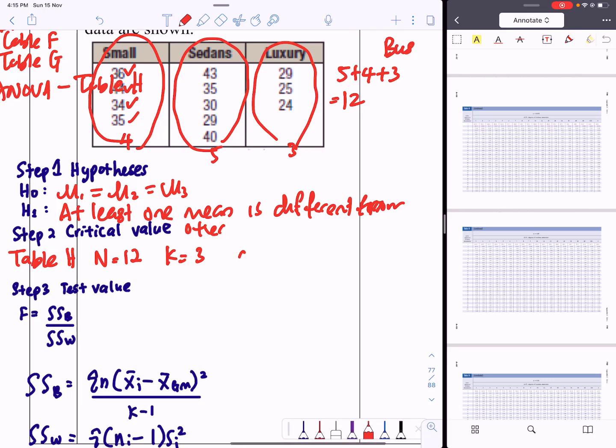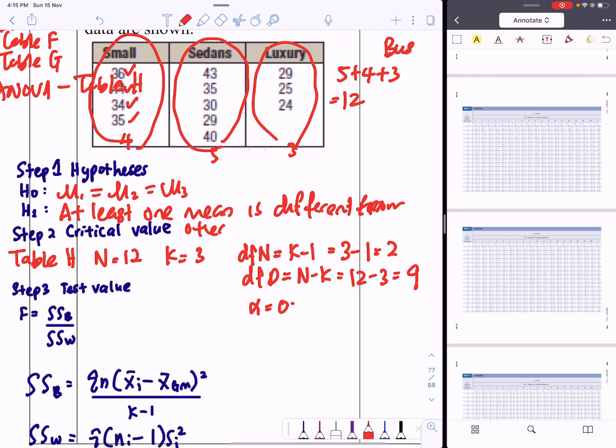Okay, and then we need the degree of freedom numerator, DFN equals K minus 1. And then DFD equals N minus K. K minus 1, 3 minus 1 equals 2. N minus K, 12 minus 3 equals 9. Okay, that's for the DFN and DFD. The alpha value equals 0.05.